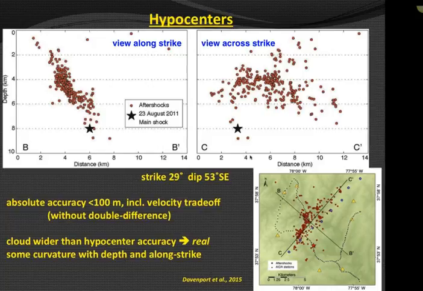In addition, if you look at this in some detail, we can actually see some variation along strike, about 10 or 20 degrees of curvature as we go northwards, and another 10 or 20 degrees of curvature as we go at depth. And that doesn't show up in these pictures where we've got all the data on the same plot. Next slide, please.